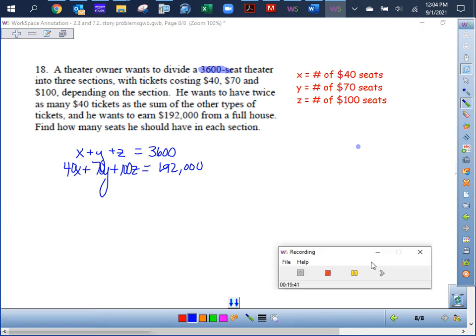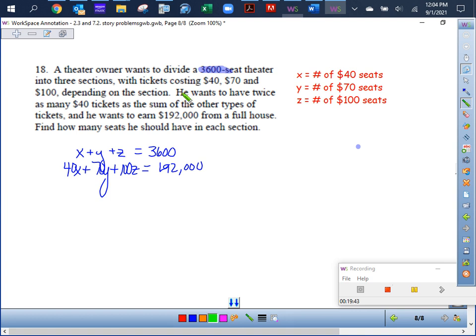Let me move this over here. So here's what we got. He wants to have twice as many $40 tickets as the sum of the other types of tickets. They have to just throw this in there to make it complicated. Also, to use a matrix, we have to refresh our memory that everything should be lined up, like x's on top of x's, y's on top of y's, z's on top of z's, equals on top of equals, and numbers on top of numbers. With this, we probably better go off to the side because we're going to have to write an equation and then move stuff around.